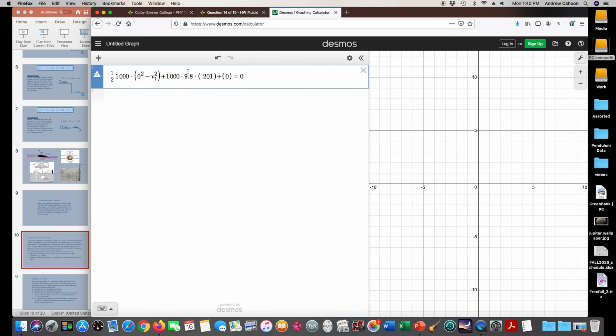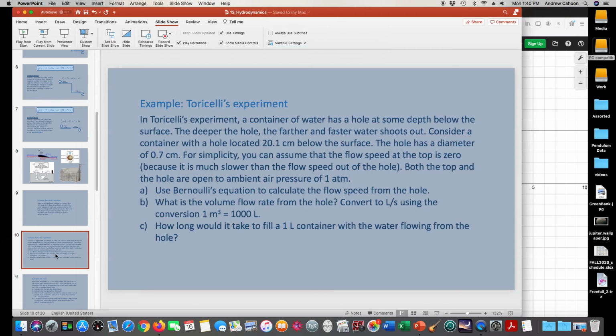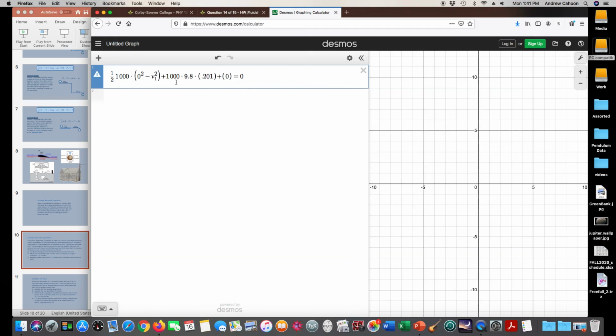So I've plugged in everything we know into Bernoulli's equation, and you can already see that there's only one unknown, and that's the velocity. Let's come back to the question and see what it's actually asking us to do. First, calculate the flow speed from the hole. So that's this value, V1, right here. So let's do that.